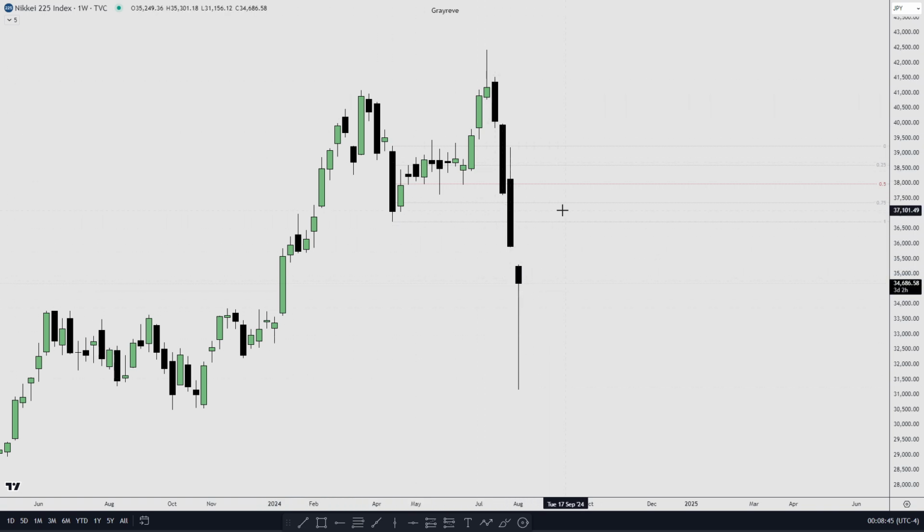You're going to have a second distribution, second leg of distribution, which trades up into this level here and then drops with speed, taking out this original consolidation that formed these two highs here. Okay, so this is what you're going to expect moving forward for Nikkei.